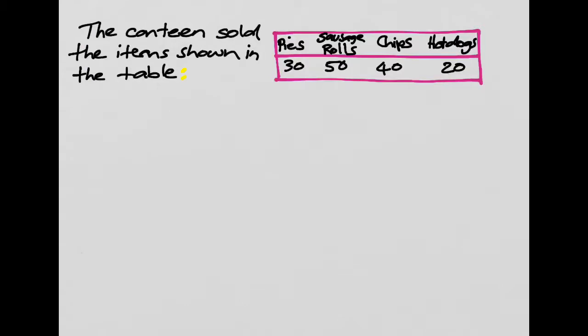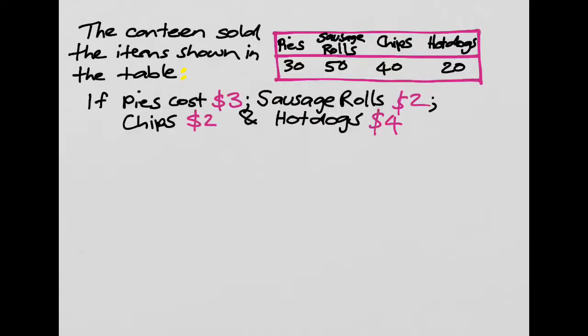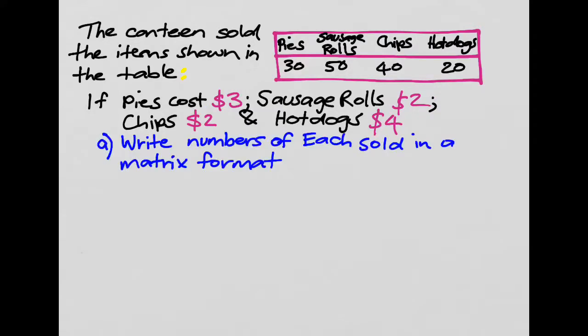The canteen sold the items shown in the table. There were 30 pies sold, 50 sausage rolls, 40 chips, and 20 hot dogs. If each cost as shown, write the numbers of each sold in a matrix format. Setting them out in a row matrix called A, we'll have 30, 50, 40, and 20.